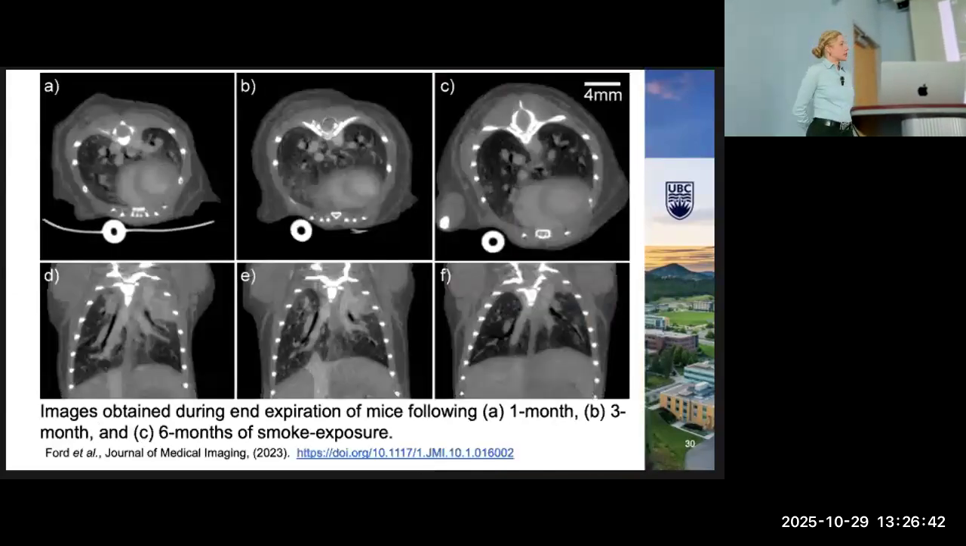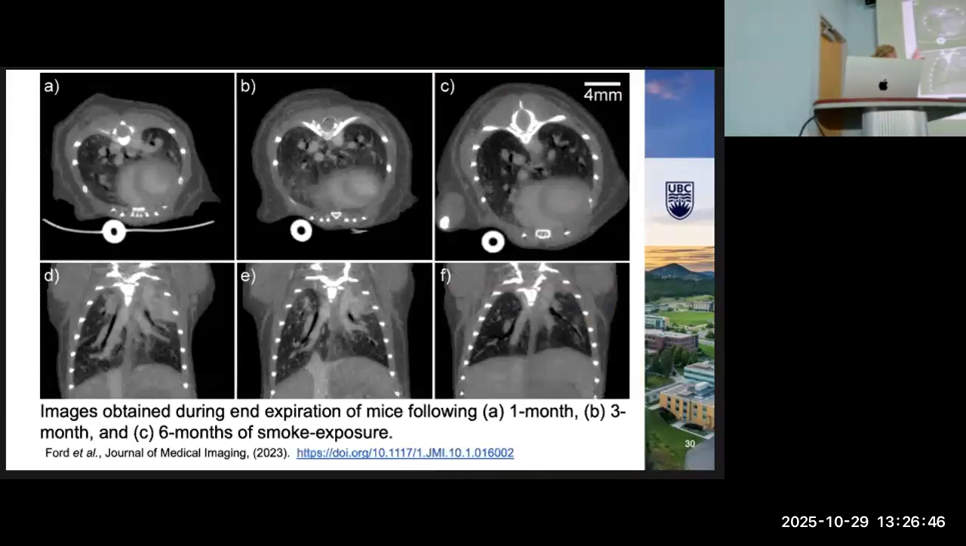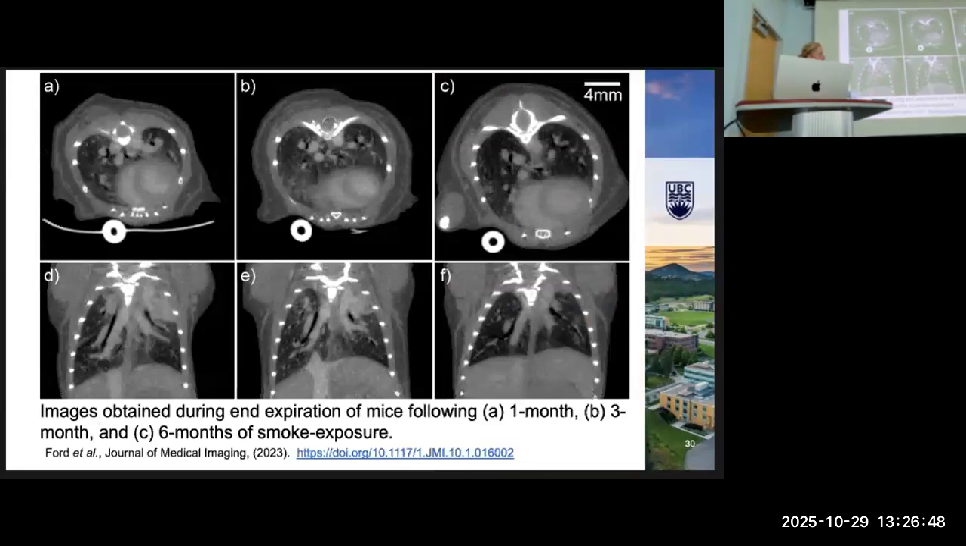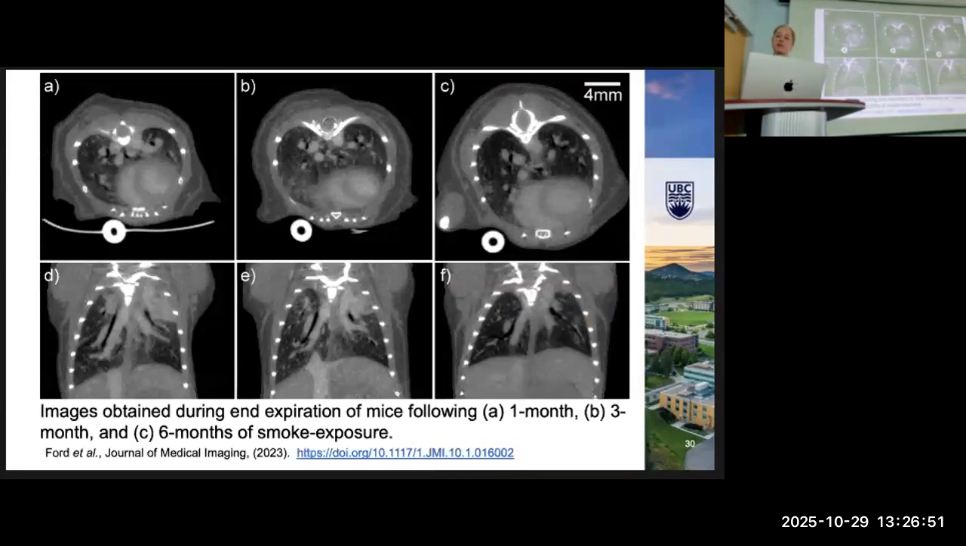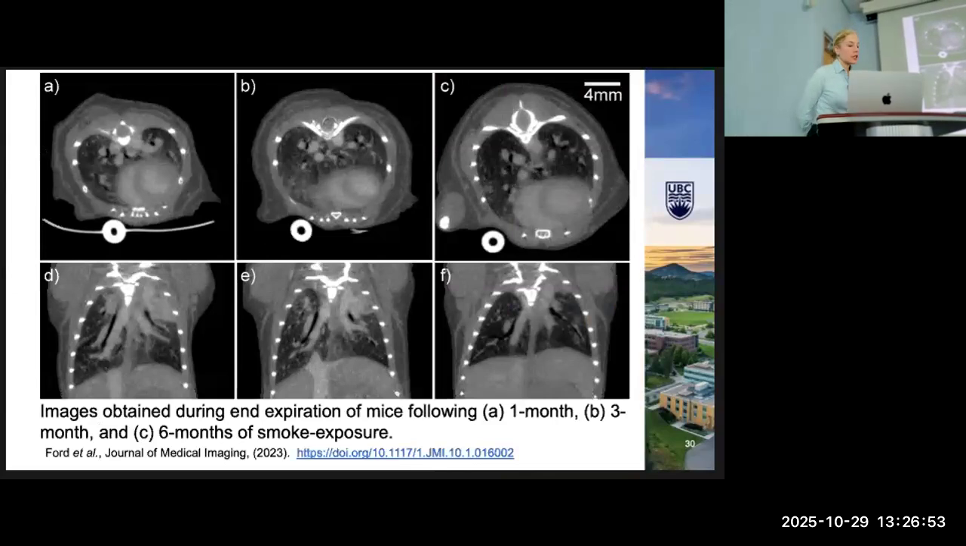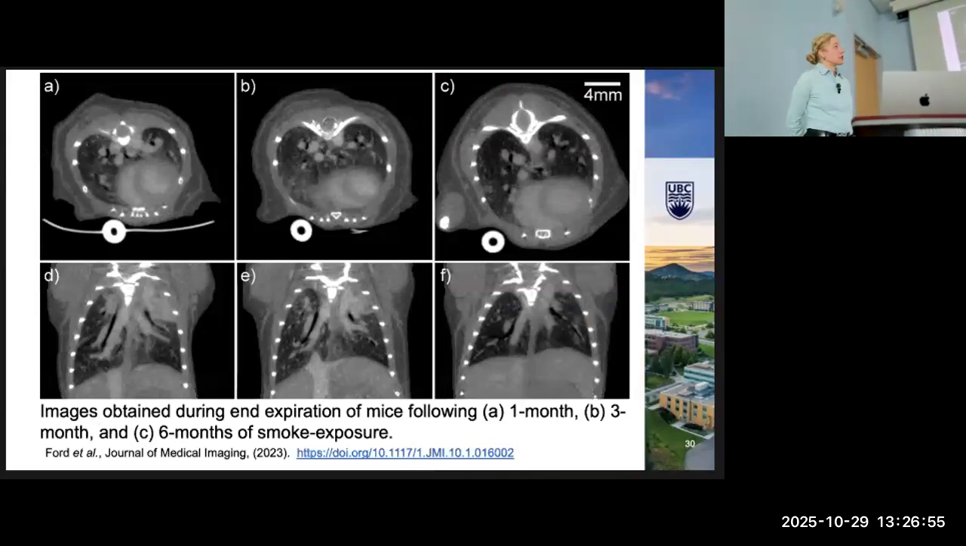And so here are some example images from 3 different mice. So this pair is our 1 month, in the middle is the 3 month, and the far end is a 6 month exposure. So the mice are a little bit bigger as we go across because they gain weight as they age. So they're physically larger mice.